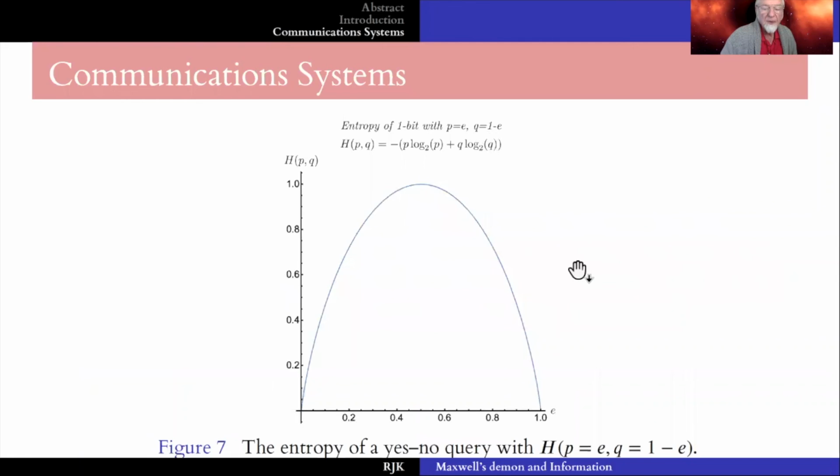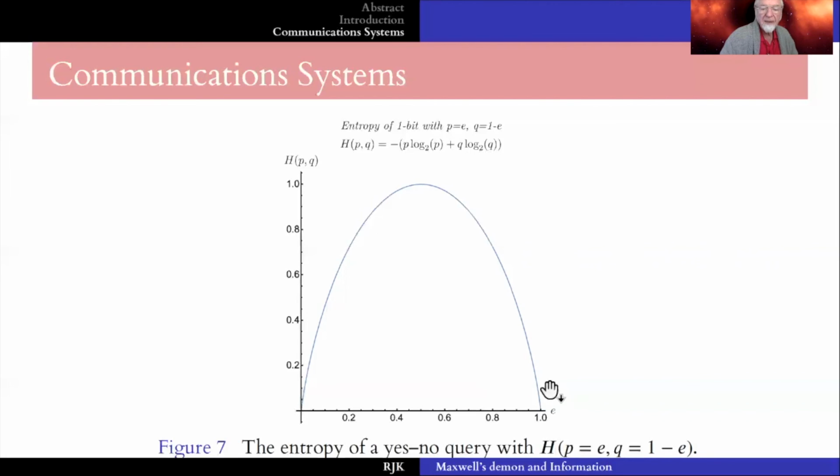So if you look at the entropy of H of E, this is not H of AB, this is the entropy of the error in the channel. And if you're exactly certain, again, 0 log 0 is 0, and Q is 1 minus 0, or 1. So you get 1 log 1, so you get 0.